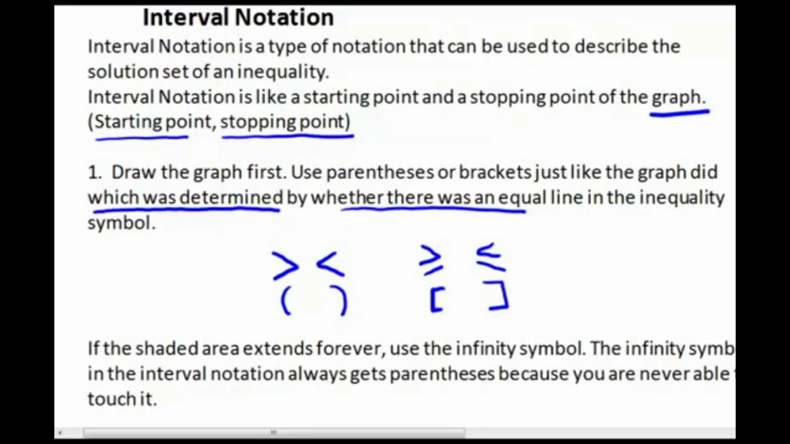If the shaded area of the graph extends forever, we will need to use the infinity symbol. The infinity symbol in the interval notation always gets parentheses because you are never able to touch it. Our infinity symbol, if the graph goes forever to the right, it's like a sideways 8, and then it will get the parentheses. If it goes forever to the left, it will be a negative infinity, and it will have the parentheses.